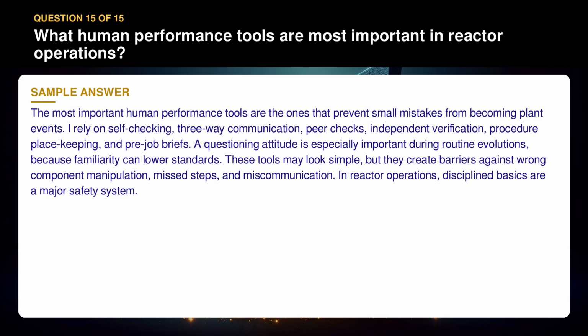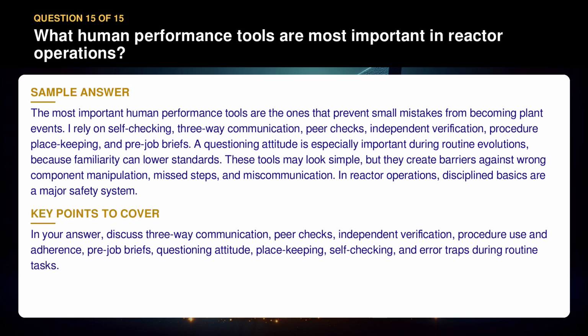These tools may look simple, but they create barriers against wrong component manipulation, missed steps, and miscommunication. In reactor operations, disciplined basics are a major safety system. In your answer, discuss three-way communication, peer checks, independent verification, procedure use and adherence, pre-job briefs, questioning attitude, placekeeping, self-checking, and error traps during routine tasks.